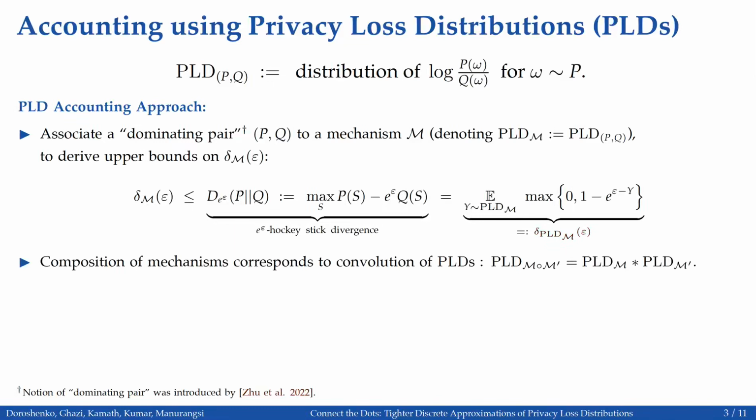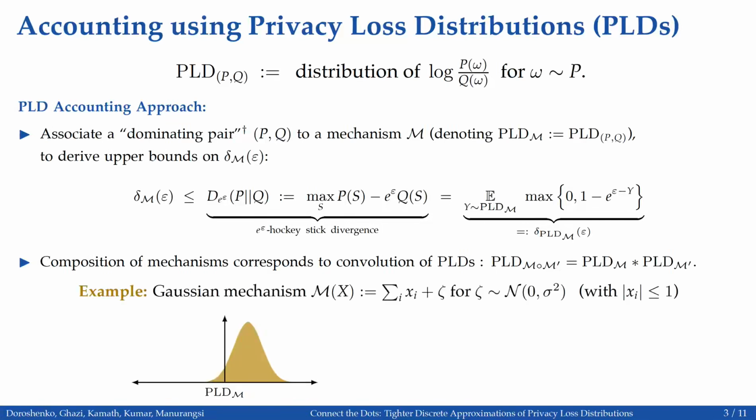The key property of PLDs that make them useful is that compositions of mechanisms simply corresponds to addition of the corresponding PLD random variables, or equivalently the convolution of the privacy loss distributions. For example, the PLD corresponding to the Gaussian mechanism is a Gaussian distribution. And so the PLD corresponding to self-compositions of the Gaussian mechanism is also a Gaussian distribution with a larger mean and variance.